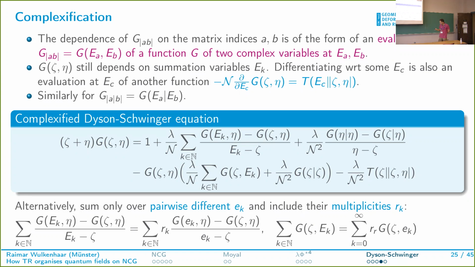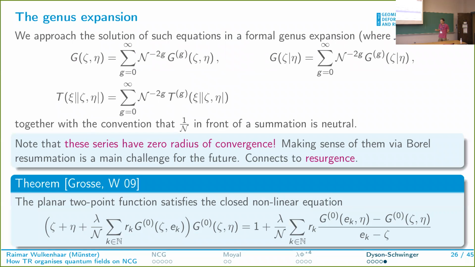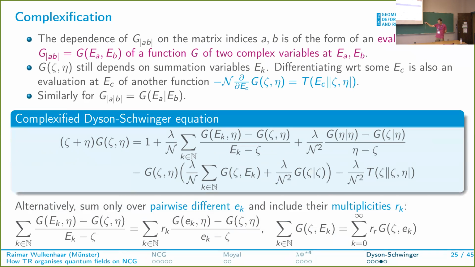All right, and then I told you, we have this formal 1 over n expansion, which will not converge, but anyway, let's do this. And then we plug these expansions into the previous formulae, and then you order in powers of 1 over script n, or script n square. But you declare that this 1 over n in front of the summation is neutral, does not go to higher genus. This will make sense, and we will show it.